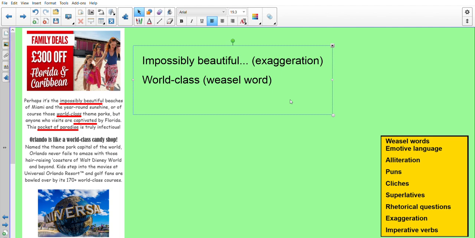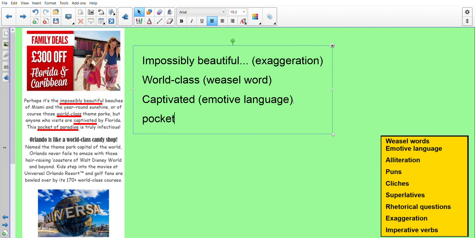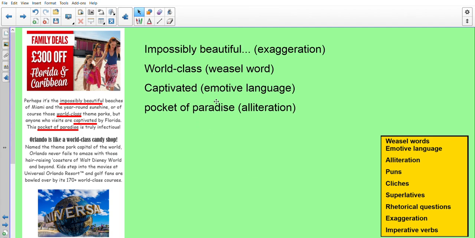Captivated. If somebody is captivated, then they are... I suppose they can't stop looking at something. They're in a trance almost. I'd say that is emotive language. Okay, because it tells you that you will be captivated by the things you see there. And then we've got pocket of paradise. That's alliteration, isn't it? Okay. But all of those are things that could be used in a text about Greece, aren't they?